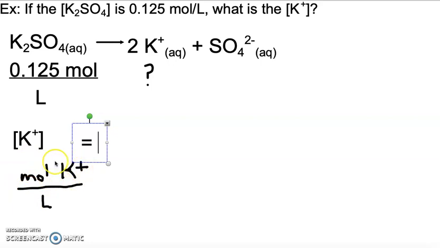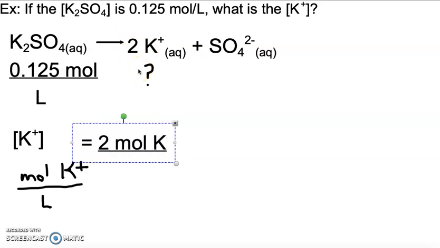I'm trying to get moles of K+. So that means in my ratio, I'm going to have to put the moles of K+ on the top. How many moles? Well, what number did I balance with? I balanced with a 2. So I'm going to write 2 moles of K+ on the top, okay?